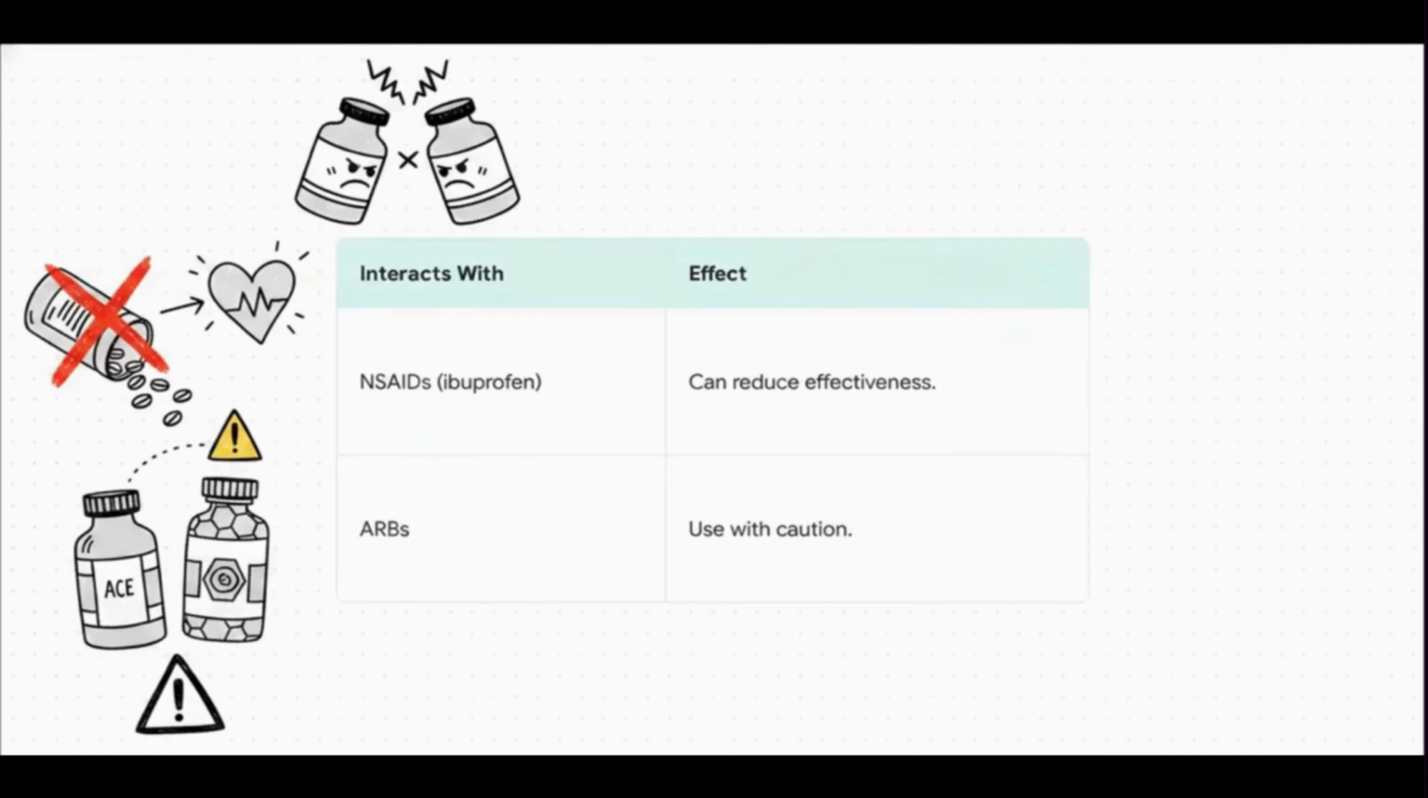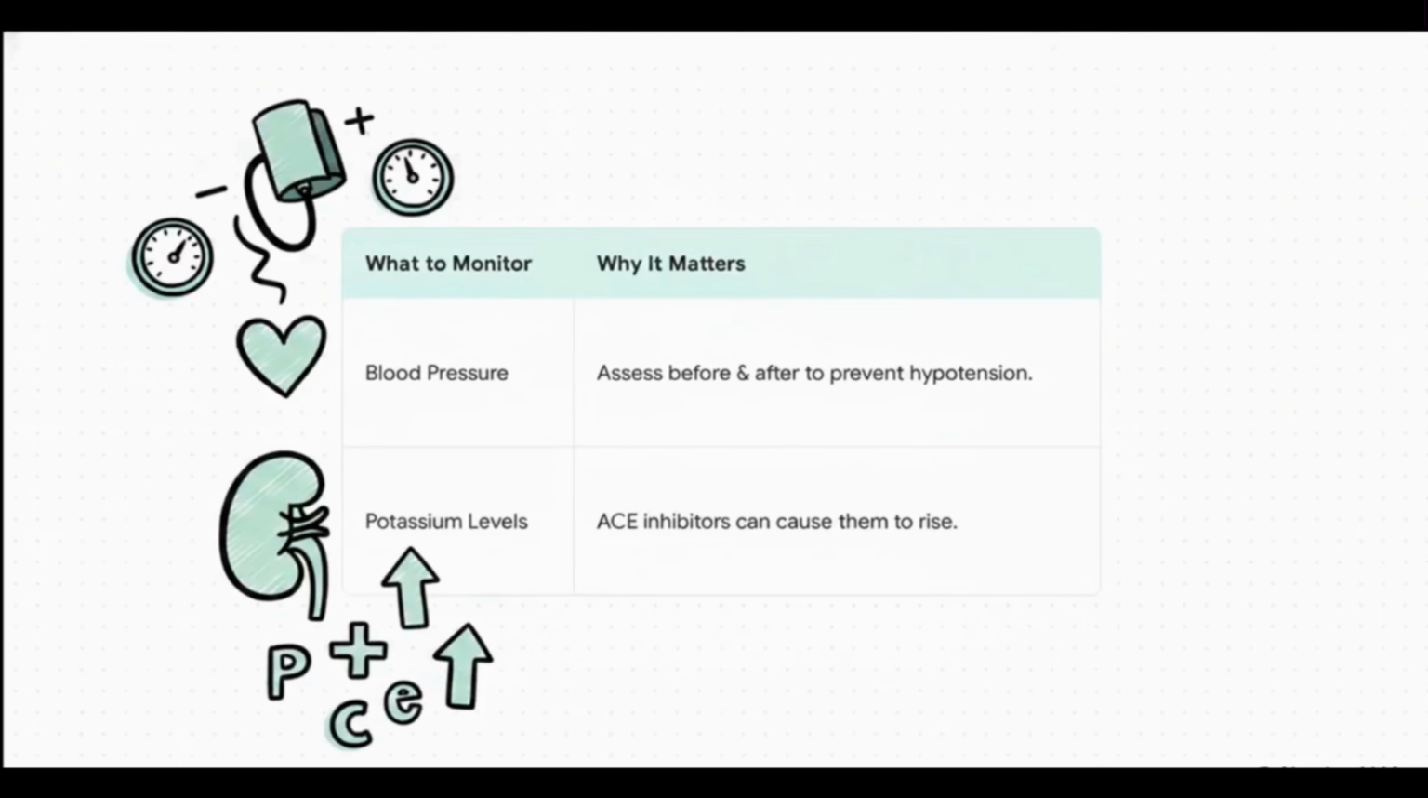As for drug interactions, NSAIDs such as ibuprofen or naproxen can reduce the effectiveness of ACE inhibitors. Other blood pressure medications can also increase the risk of low blood pressure, so caution is needed when combining them. For nursing management, monitor blood pressure before and after giving medication and watch lab values, particularly potassium, since ACE inhibitors can cause potassium levels to rise.